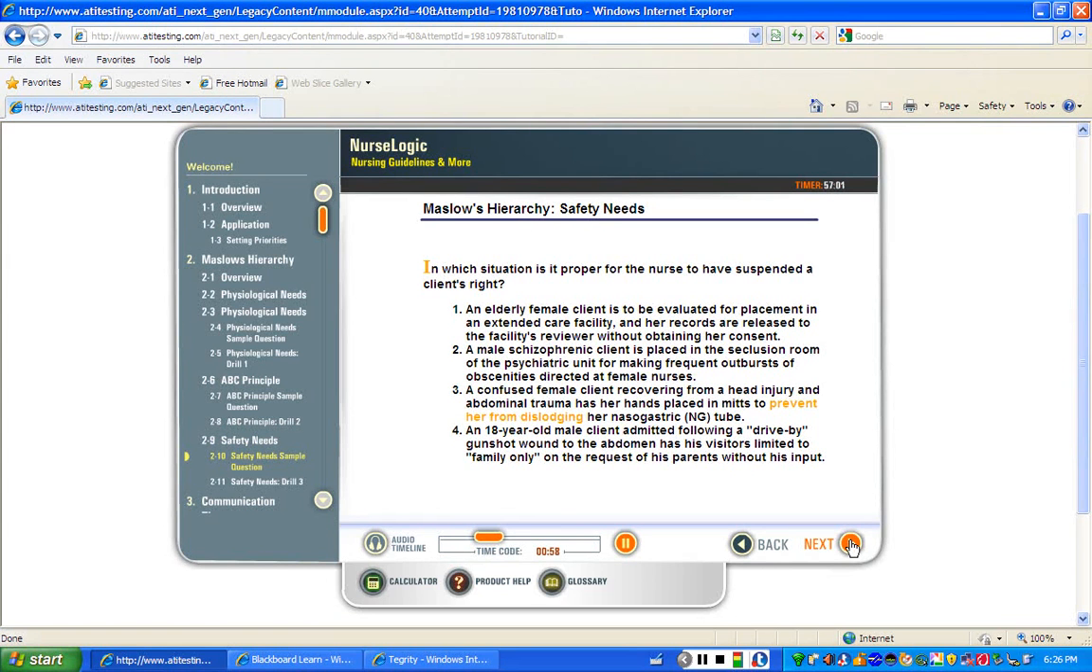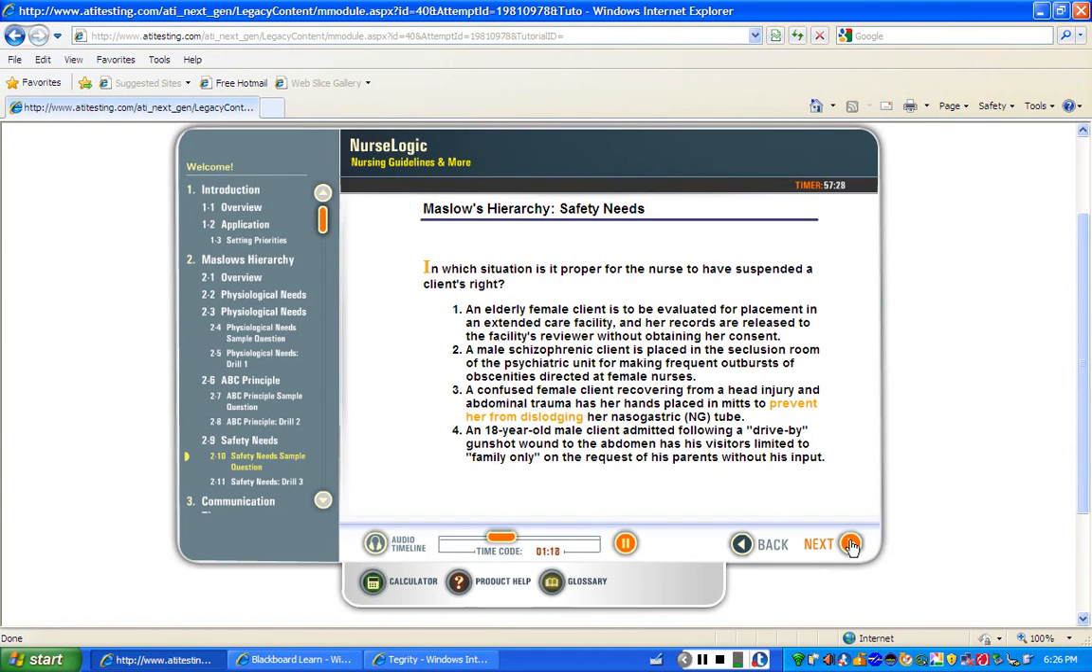Do not assume that because the client is elderly and being considered for placement in an extended care facility, or ECF, that the client is unable to make this decision for herself. She may simply be going to the ECF for further rehabilitation following a stroke, fall, or joint replacement and have complete legal and mental competence.